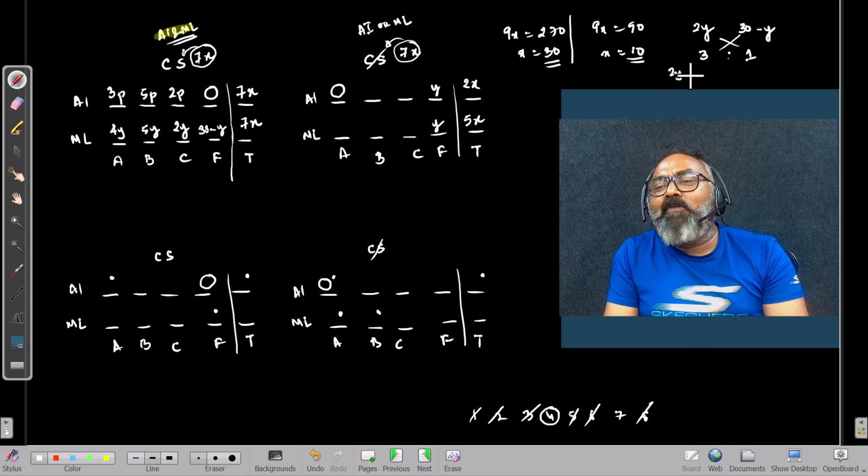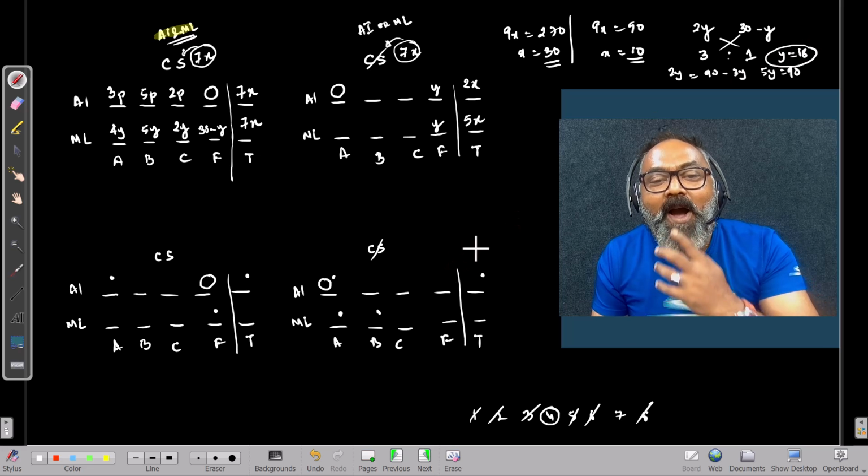So 2y would be equal to what? 90 minus 3y. This will become 5y equal to 90, and y is equal to 18. And we have got the story. y is equal to 18.